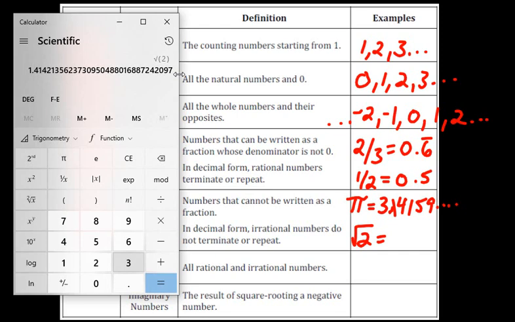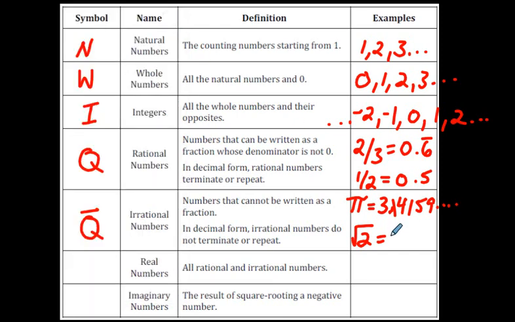Another one, the square root of 3. Look at that. It keeps going forever, but it does not repeat. It doesn't have a pattern. Okay? So, yeah, that's what an irrational number is. Now you know.